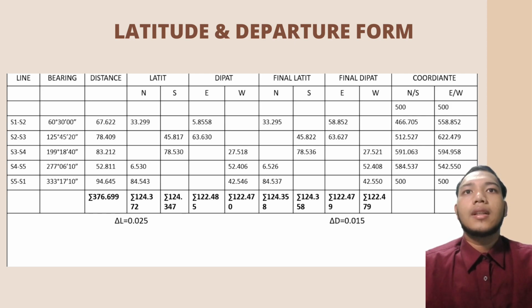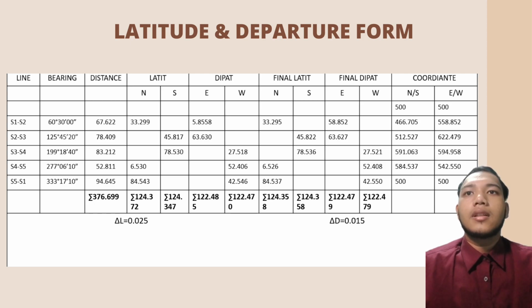Okay, the formula to find the final latitude and final departure is distance over total distance times the difference in latitude and the difference in departure. For example, first we take the distance 67.622 over the total distance 376.699 times the difference in latitude, which is 0.025, and then we got the final latitude 33.295.